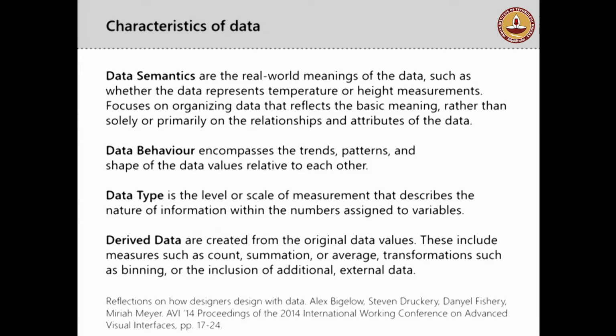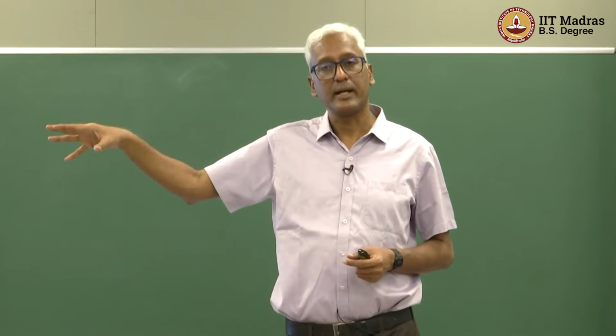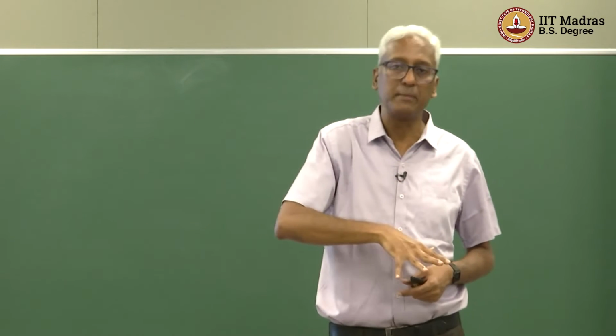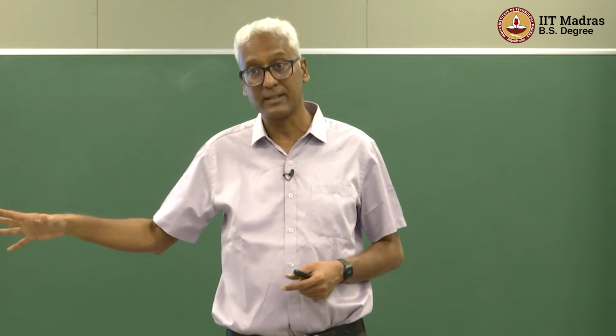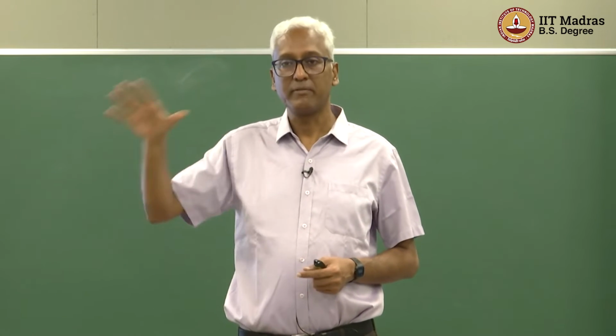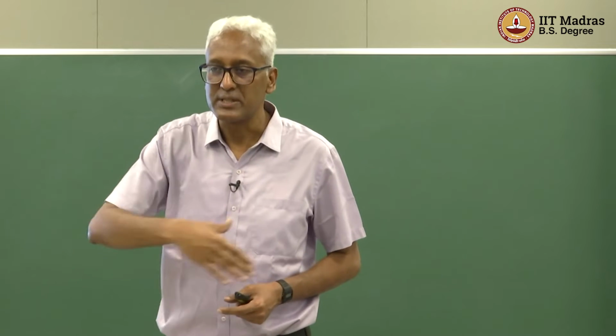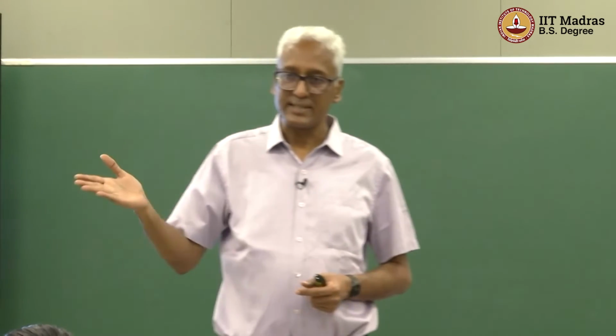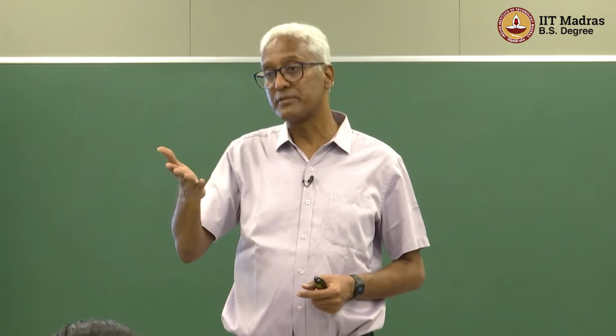Data type is the level or scale of measurement that describes the nature of information within the numbers assigned to the variables. The third part we are going to spend some time on, because this is what directly helps you with the encoding part. The data type will have a relation to the encoding type also. So there are certain data types which are completely unsuitable for certain visual attributes.